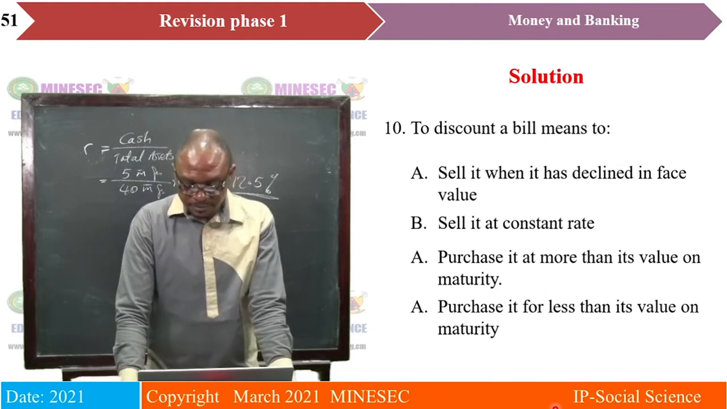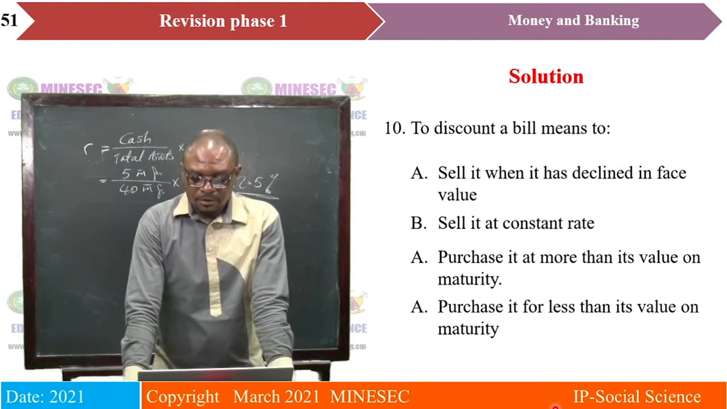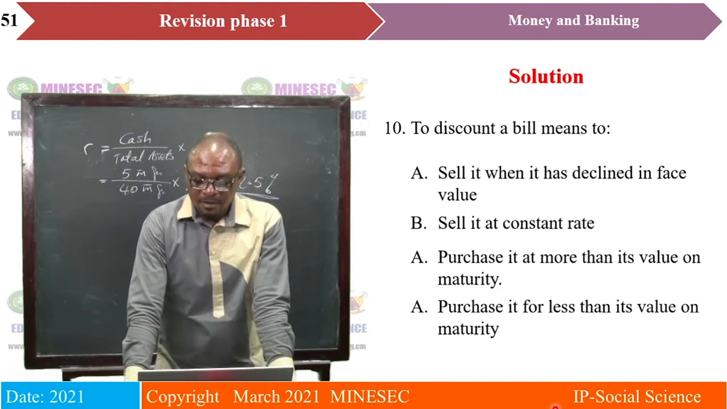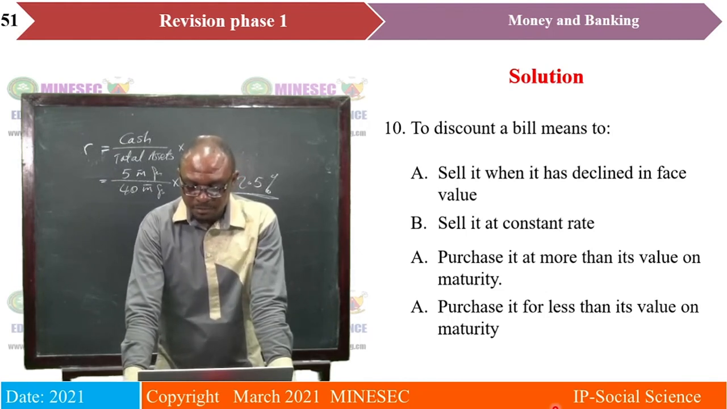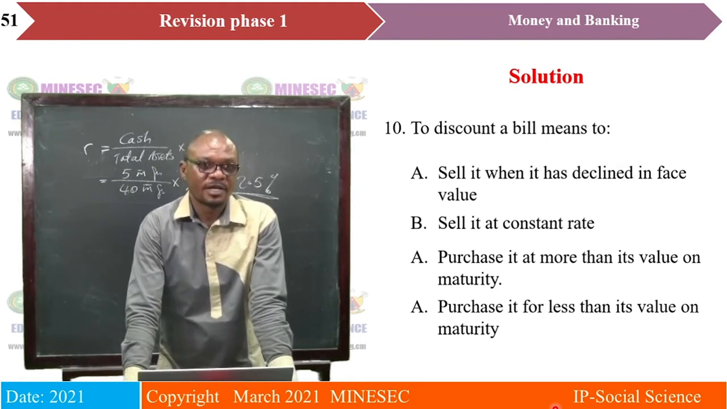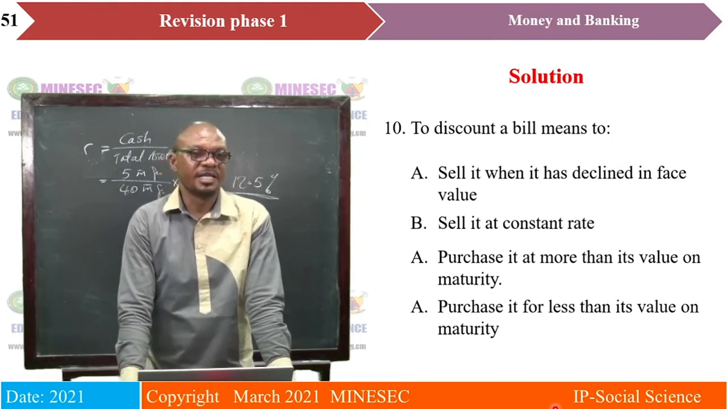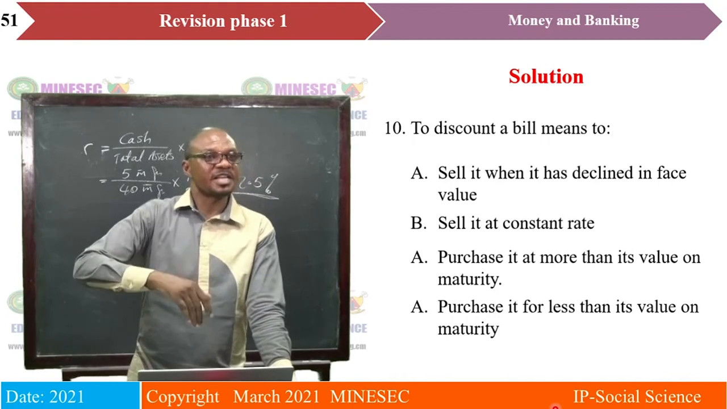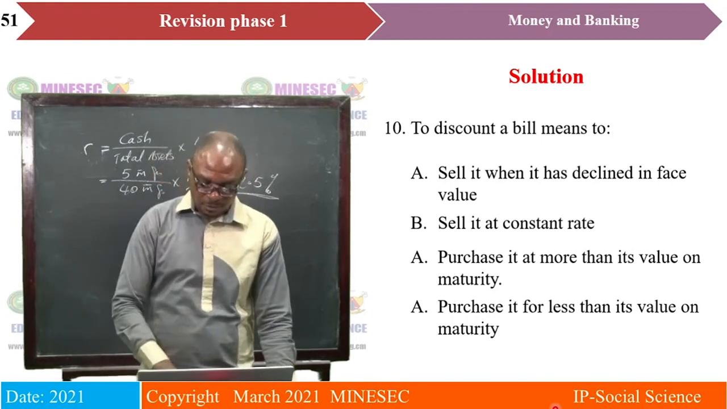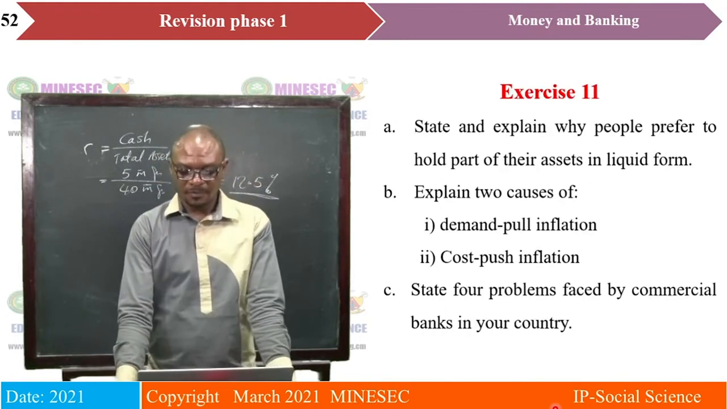The correct answer is D. To discount a bill means to purchase that bill for less than its face value. So when a security is purchased at less than its face value, we say the security is purchased at a discount. But when it is purchased at more than its face value, then it is purchased at a premium.